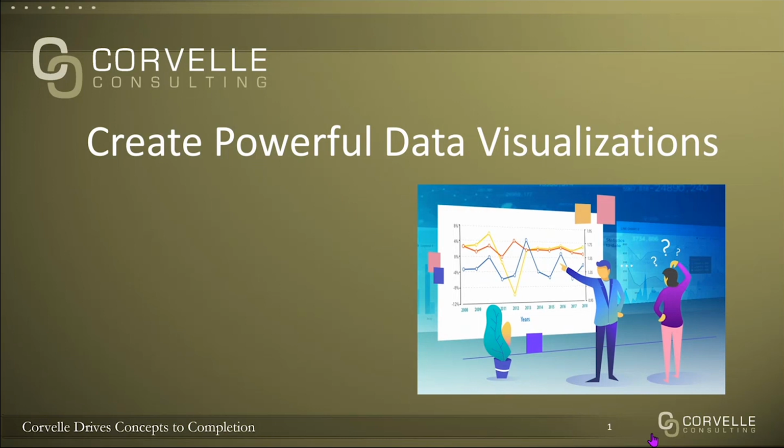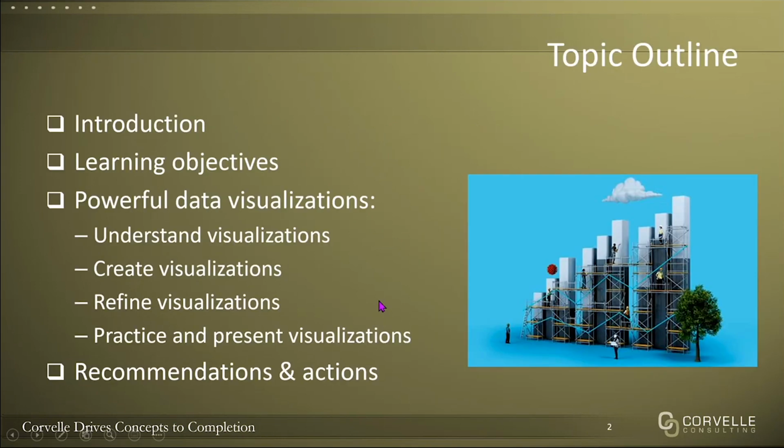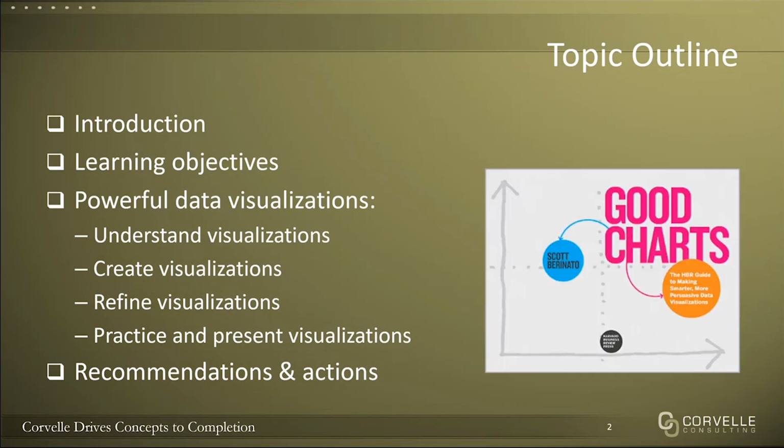So here's the outline. We have some learning objectives we'll talk about. We'll attack powerful data visualization using these four subtopics: understand, create, refine, and practice and present visualizations, and we'll end up, as usual, with some recommendations. A lot of the material that you're going to hear in the next half hour or so is derived from this book called Good Charts that comes from Harvard Business Review.